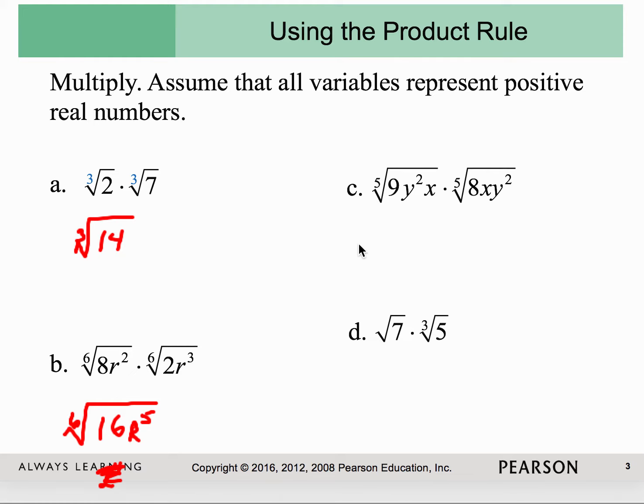Okay, so over here, because they're both a 5th root, I can put that under one. 9 times 8 is 72. y squared times y squared is y to the 4th. x times x, x squared. Because of where the 72 came from, I know that it's 3 squared times 2 cubed. And this is an exponent of 4 and an exponent of 2. So as long as all the exponents are smaller than 5, that's all I can do with that.